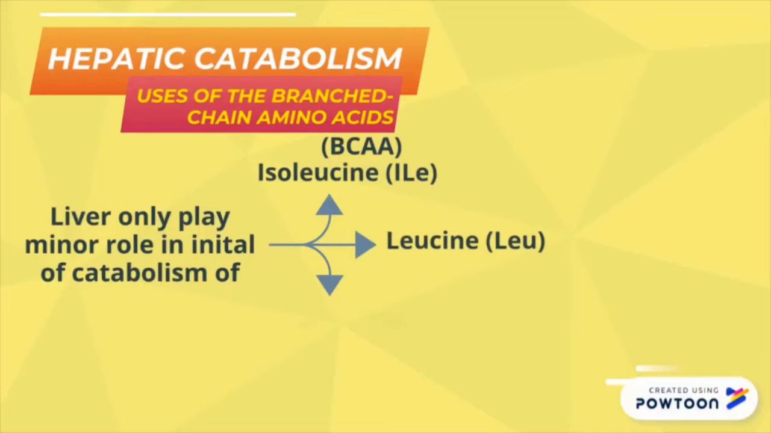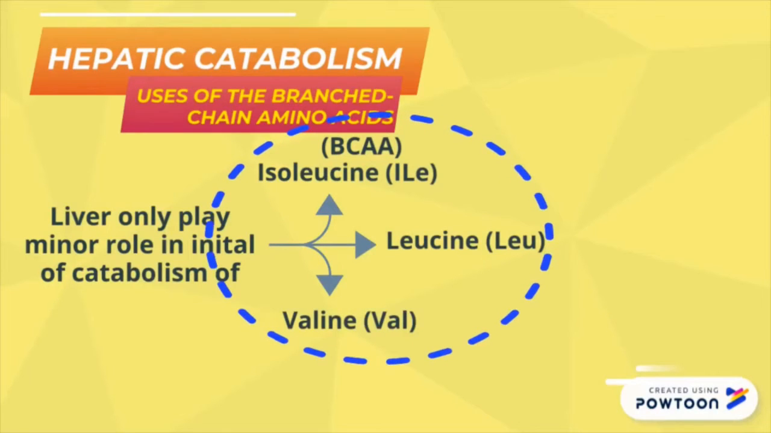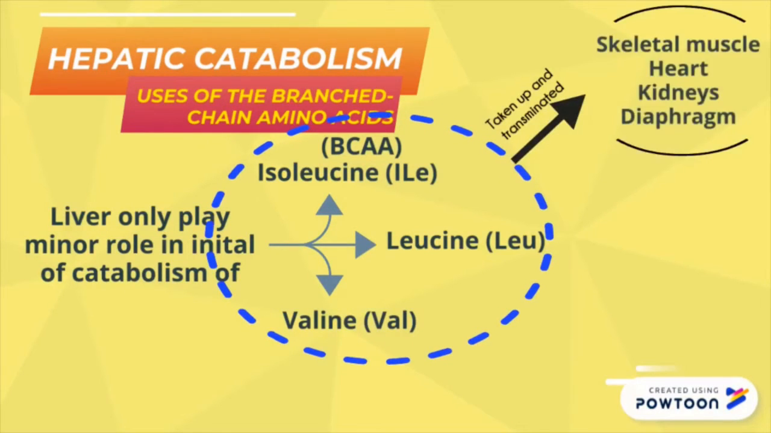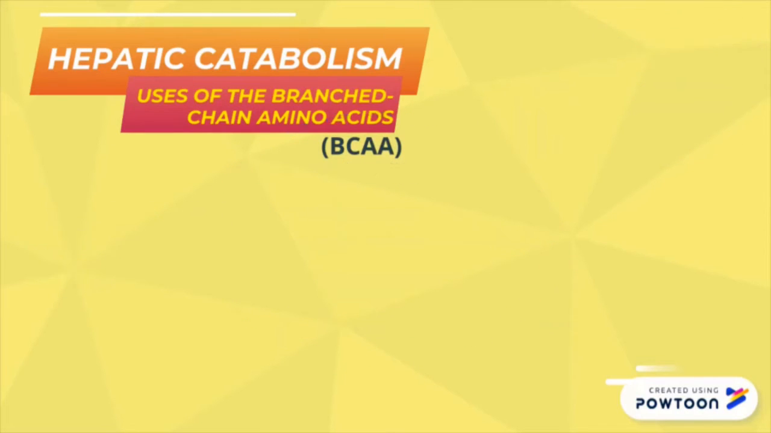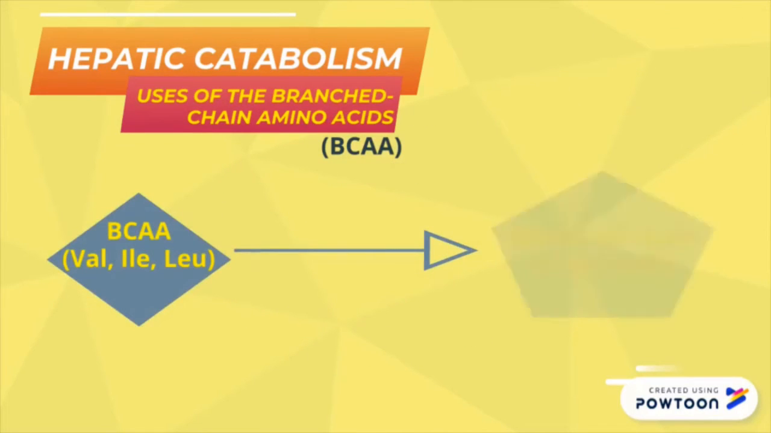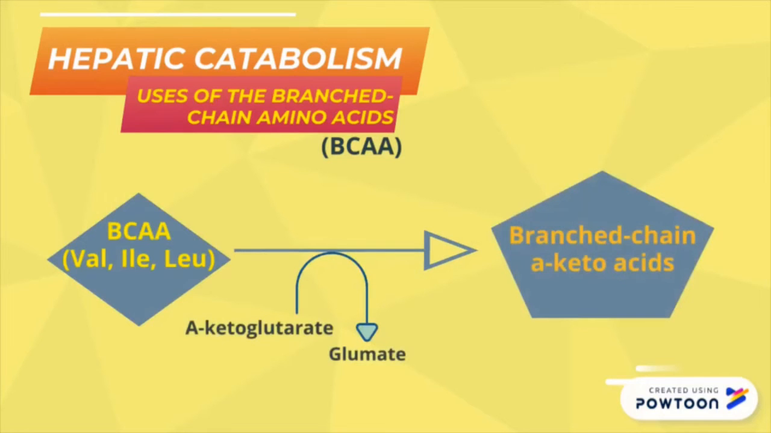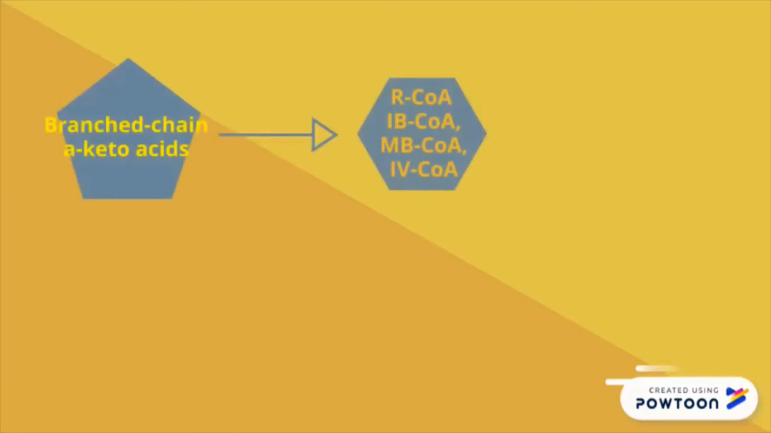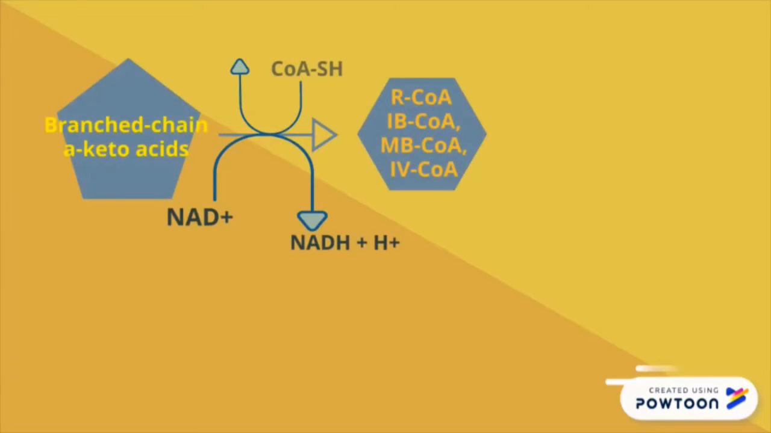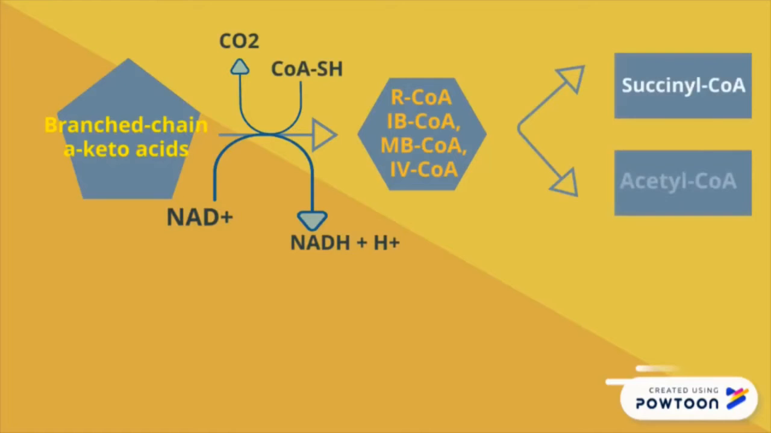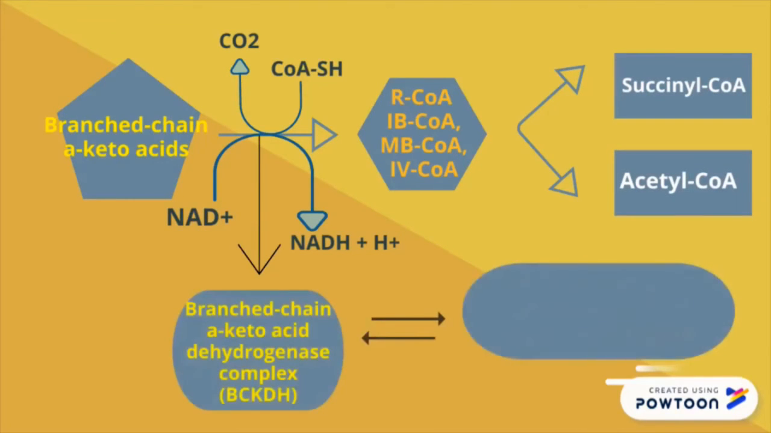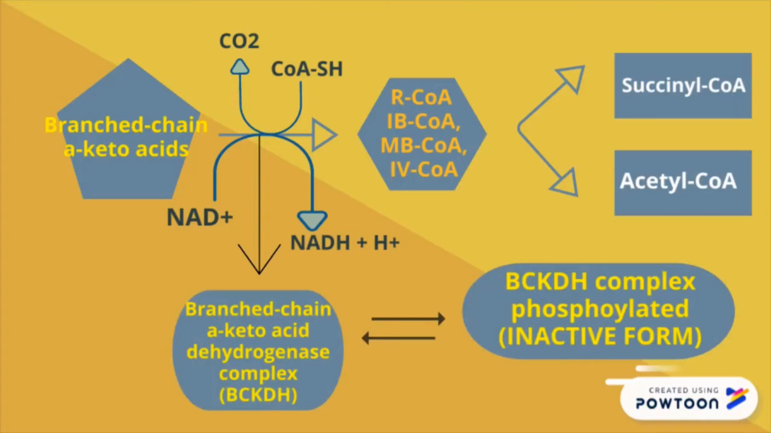Catabolism and uses of branched-chain amino acids, BCAA. The liver is less important in metabolizing branched-chain amino acids, which are isoleucine, leucine and valine. BCAA are mostly taken up by skeletal muscles and others. First, BCAA will be converted into branched-chain alpha-keto acids by branched-chain aminotransferase. Branched-chain alpha-keto acids will then be converted into acyl-CoA derivatives and converted to either succinyl-CoA or acetyl-CoA. The conversion of branched-chain alpha-keto acids uses the enzyme branched-chain alpha-keto acid dehydrogenase complex, which can be converted into its inactive form. Waste products are carbon dioxide and NADH.